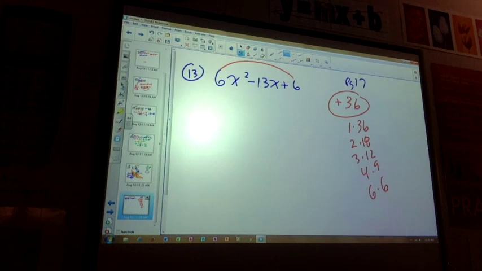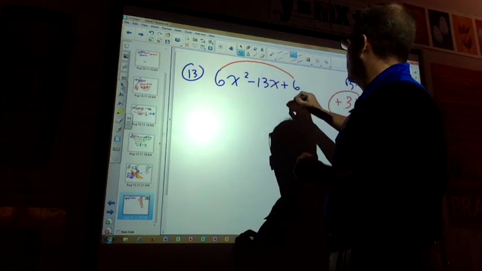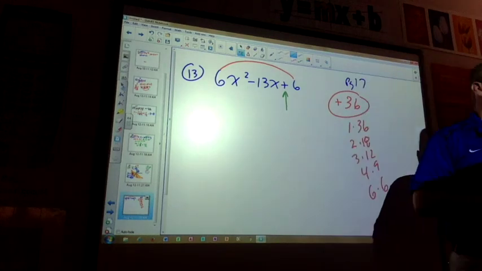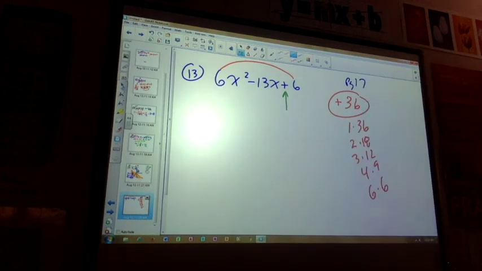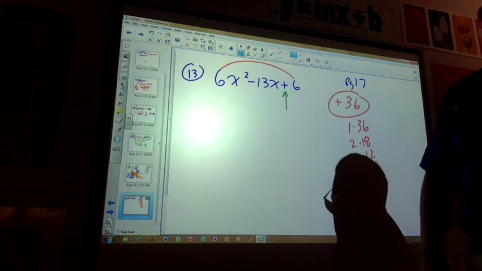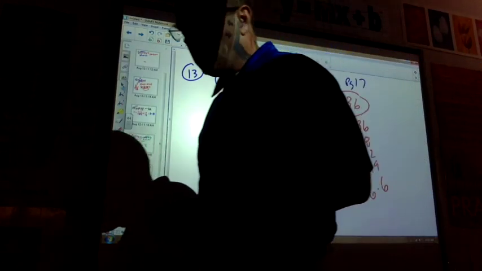Okay. Next thing I'm going to do is I have to understand that in order for me to get this to be a positive, because that's my last term of FOIL, right? Which means I had to take a positive number times a positive number to get it, or a negative number and a negative number to get that to be positive. With what I just said, what do you think both signs have to be? Negative. Why? Yeah.